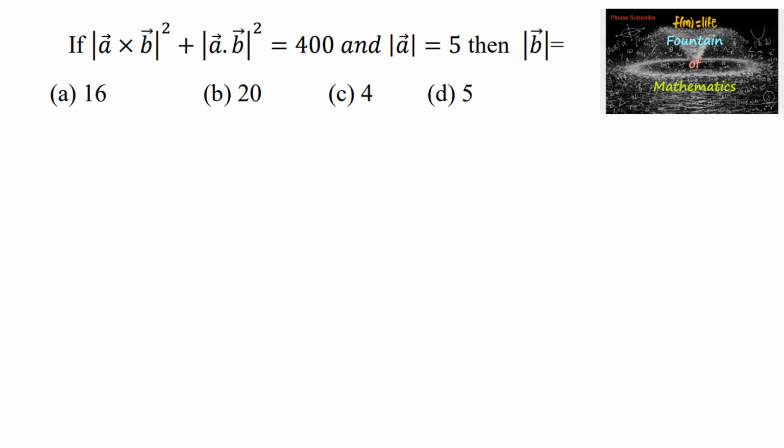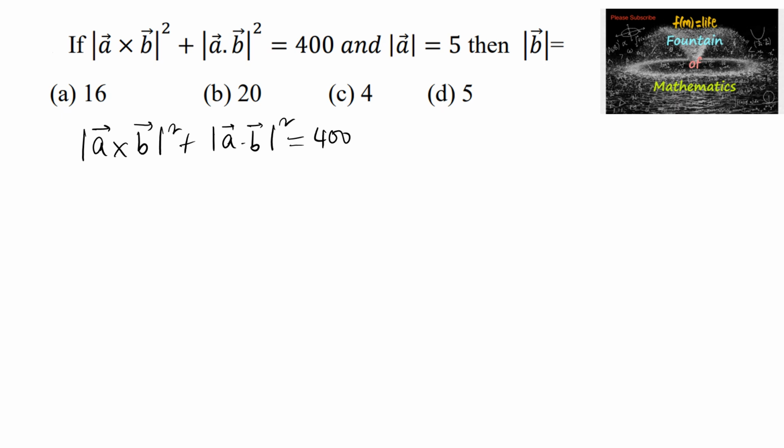If mod of a cross b whole square plus mod of a dot b square is equal to 400 and mod a is given 5, then find the mod b value.